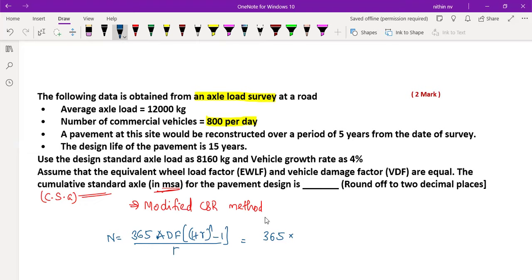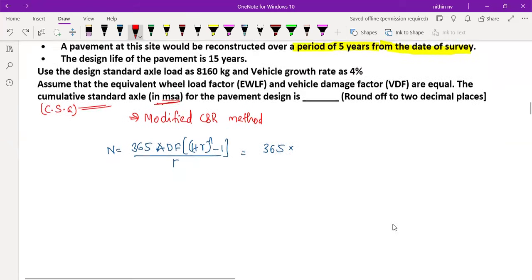So look at the data. What they're telling, how many years will be required for constructing the pavement? For a period of 5 years from the date of survey, which means what? On the day of survey, we are having 800 vehicles per day. We generally use the unit commercial vehicles per day or CVPD. What we require is, whenever we are opening the road to the public or at the time of completion of construction of the road, what will be the traffic? That's what we need to substitute in place of this A, right? So let's calculate that A first, then we can come back to this equation.